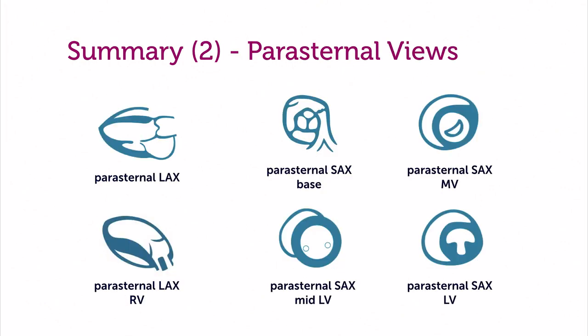When it comes to the parasternal views, we've got the parasternal long axis, short axis at the base, at the level of the mitral valve, at the level of the papillary muscle, and at the level of the mitral valve. In addition, we can use a long parasternal axis to image the right ventricle and the right atrium as well.